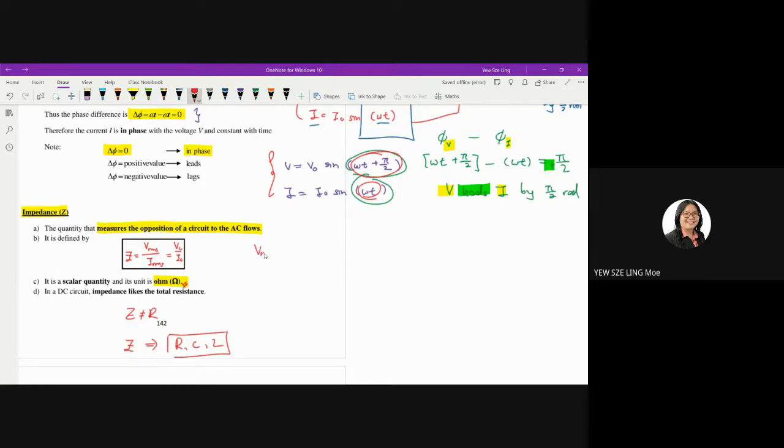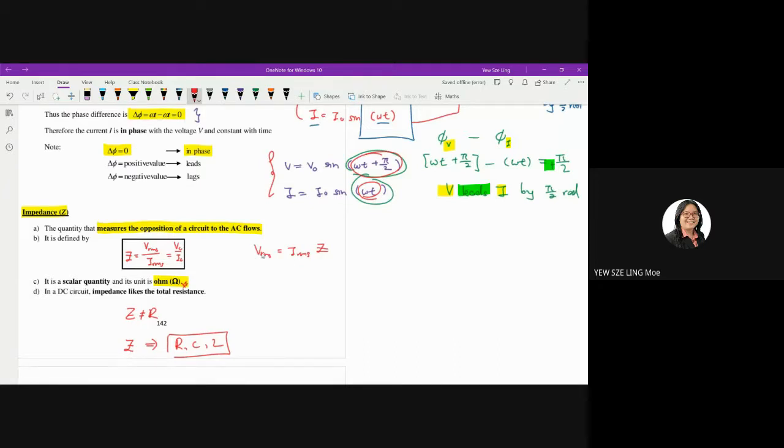So V RMS is equal to I RMS Z. Of course, this is coming from the source. You cannot use V C RMS or V R RMS to calculate Z if you have more than one component. If you have just one component, yes, of course you may. Because if you have just one component, then V source is equal to V R, V source is equal to V C, V source is equal to V L.